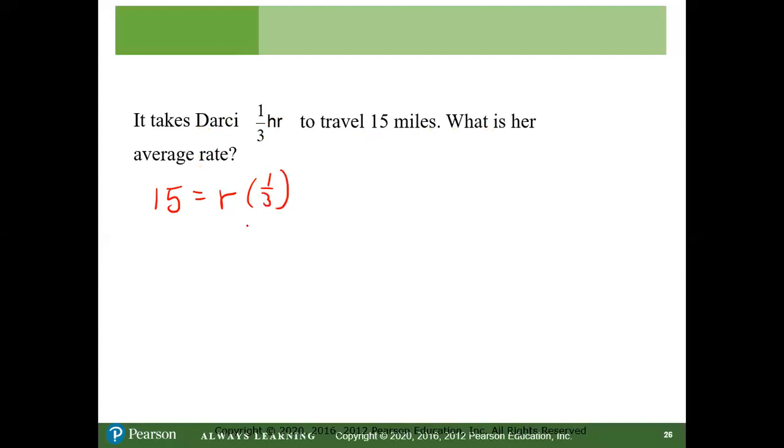And once again, I have a fraction here, so I should probably get rid of that fraction by multiplying both sides by the LCD, which is 3. So I'll multiply both sides by the LCD. That gives me 45 is equal to my rate. So she is traveling 45 miles per hour on average. Obviously, she's not going exactly 45 miles per hour. Sometimes it's 50, sometimes it's 40, just an average of 45 miles per hour.